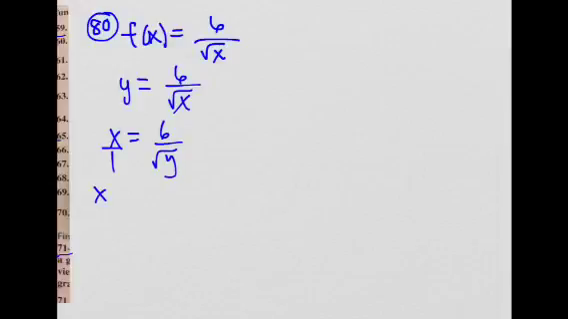Okay, so let's go ahead and change the f of x to y. Switch the x and the y. And then leave y by itself, so I'm going to cross multiply. So I can divide both sides by, oops, sorry, it should be y inside. We're going to divide both sides by x. Then we're going to square both sides.